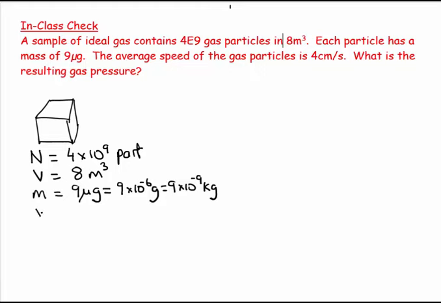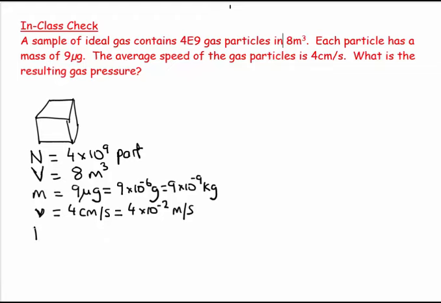And then our speed. So I've got to be careful. There's two V's here. There's big V, which is volume. And if you like, there's curly little v, which is velocity. And that's 4 centimeters per second, which equals 4 times 10 to the minus 2 meters per second. Again, doing my conversion to get into standard SI units.